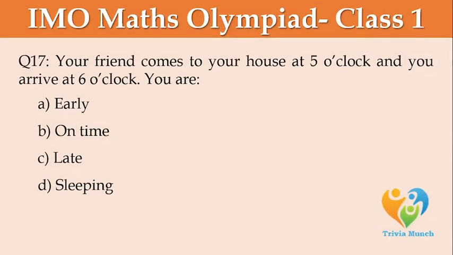Your friend comes to your house at 5 o'clock and you arrive at 6 o'clock. You are option A early, option B on time, option C late, option D sleeping.